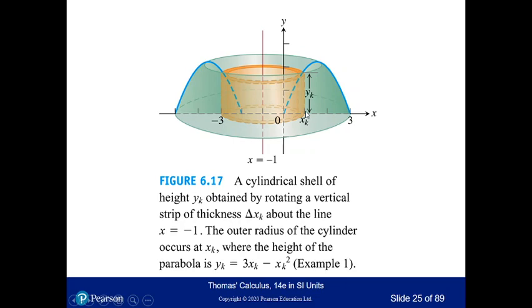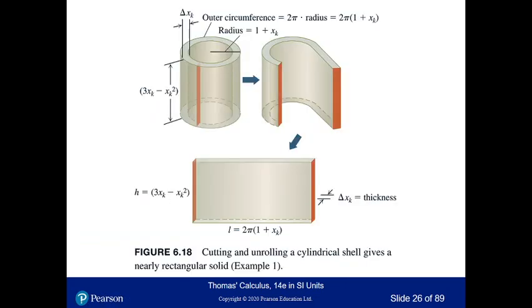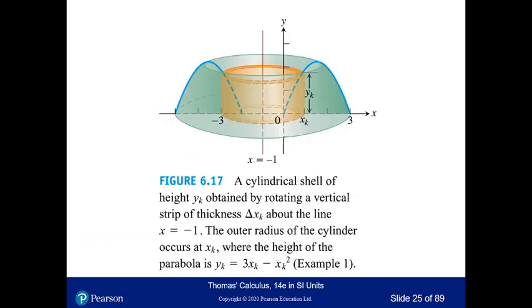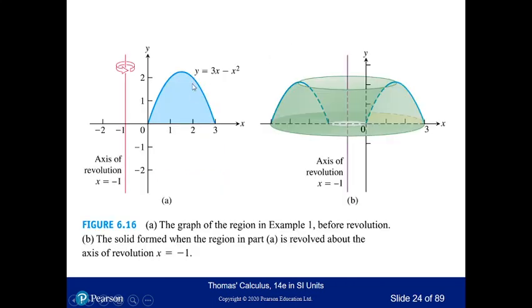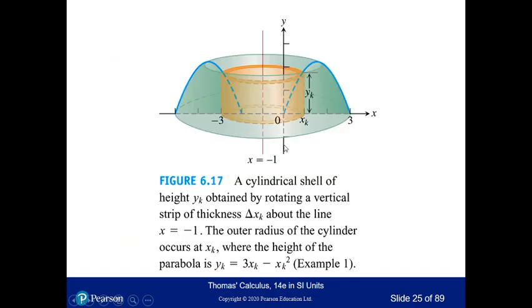Be aware that we have this curve. This curve is gonna give us the y values. For example, for xk we are gonna have 3xk minus xk squared as the y coordinates, so the yk's are gonna change the height. And then we have the cylindrical shell.